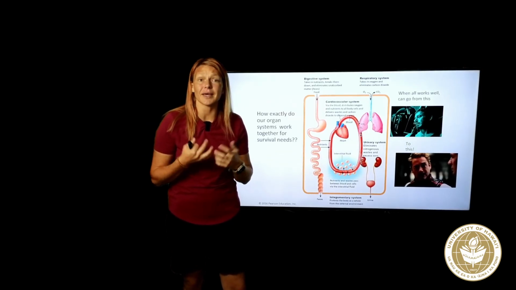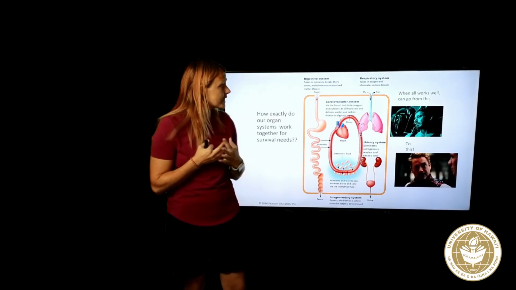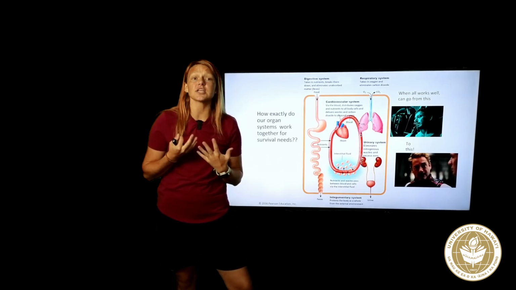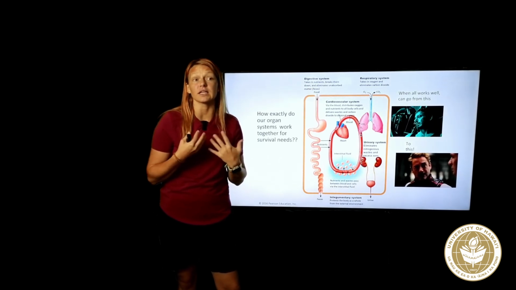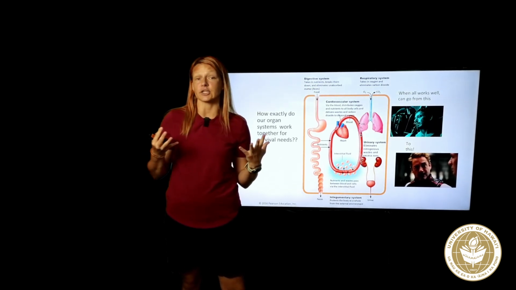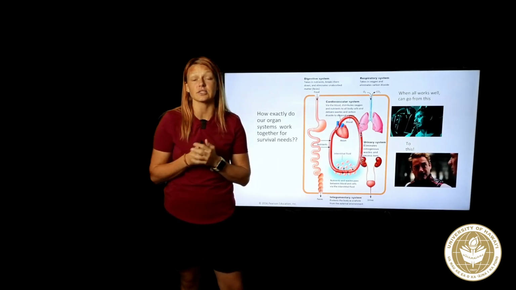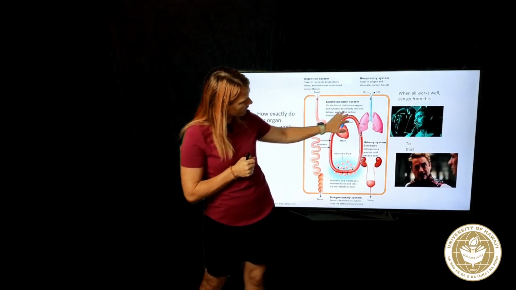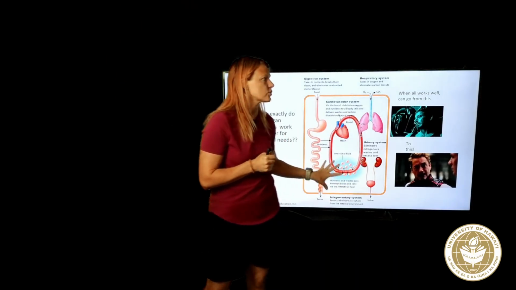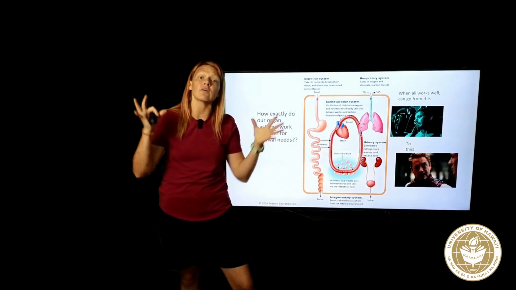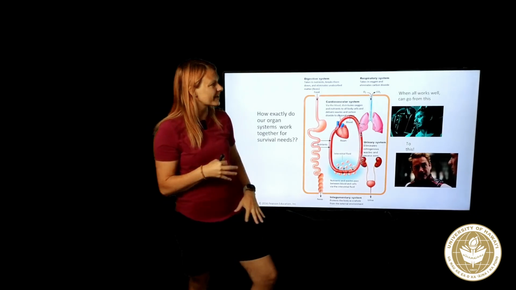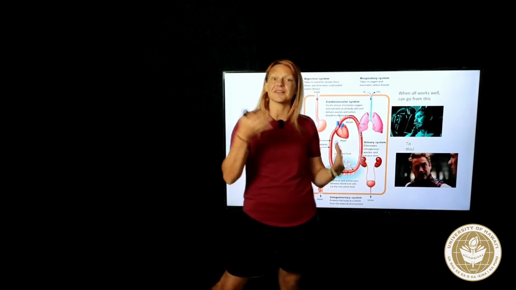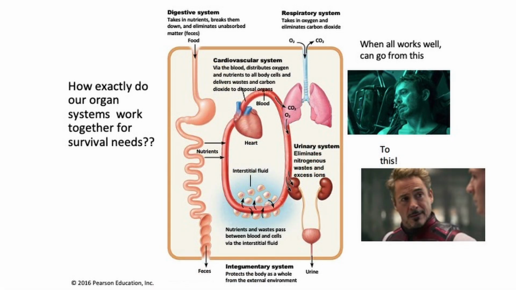And a really easy way to illustrate this is, say, just take one of these systems, our digestive system. If our digestive system doesn't work, we can't get glucose for the energy that our body needs to make our other systems work. So if there's no glucose in our blood, we have no energy to make everything else work here. But when everything's working together, we can go from this, hardly surviving, to being like Iron Man.